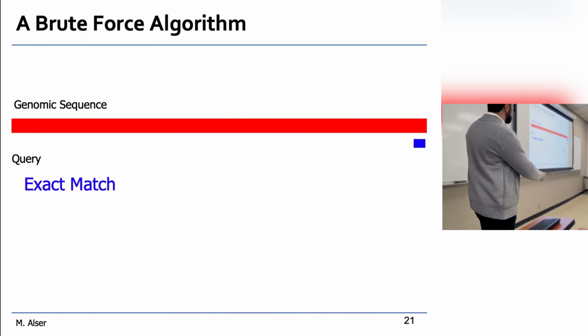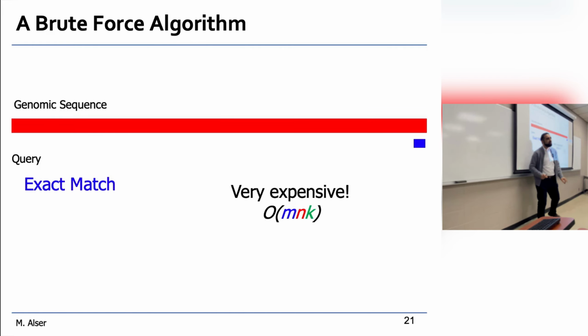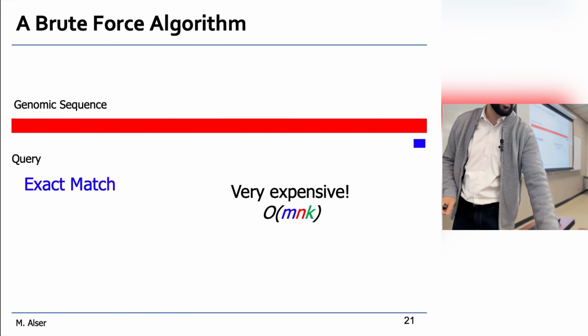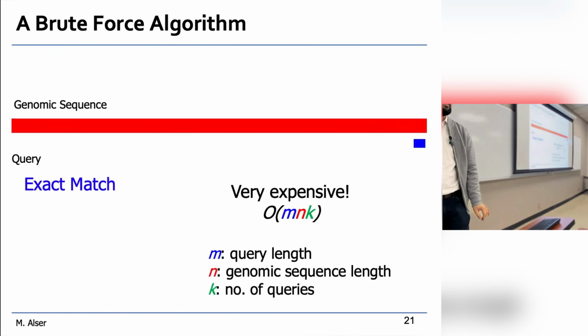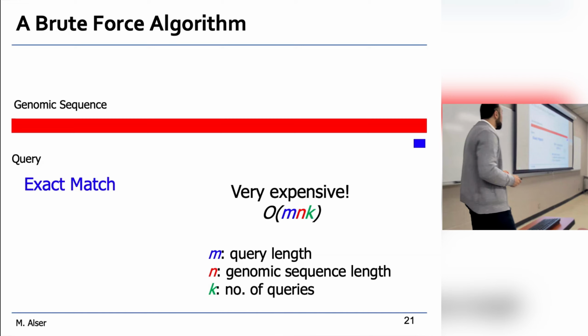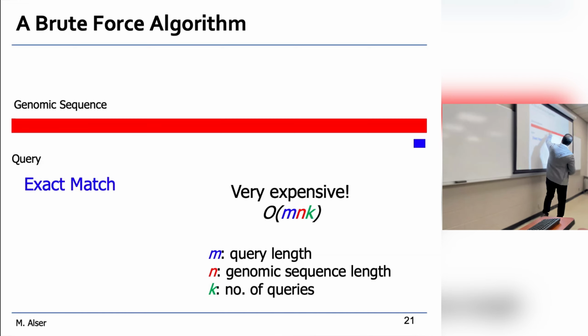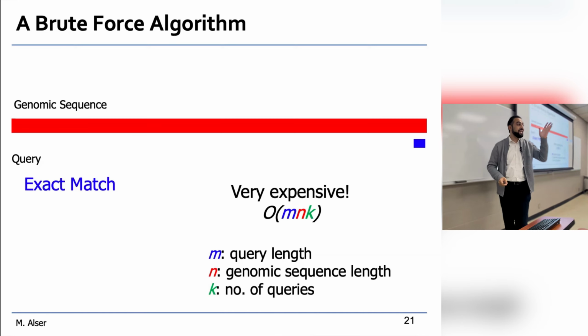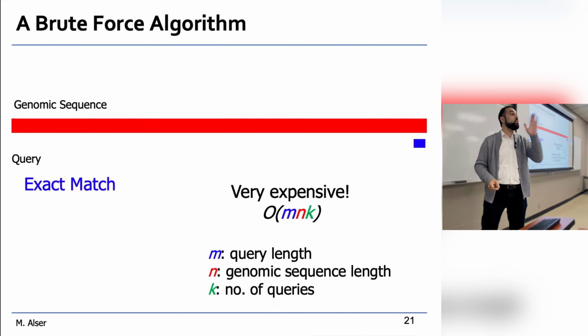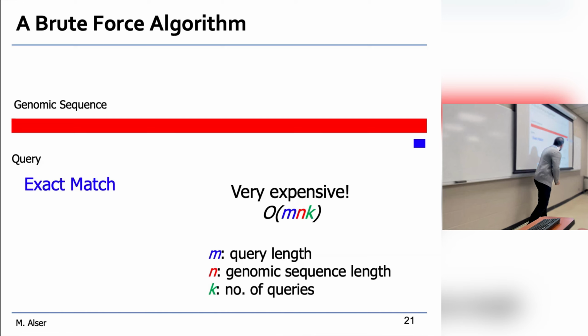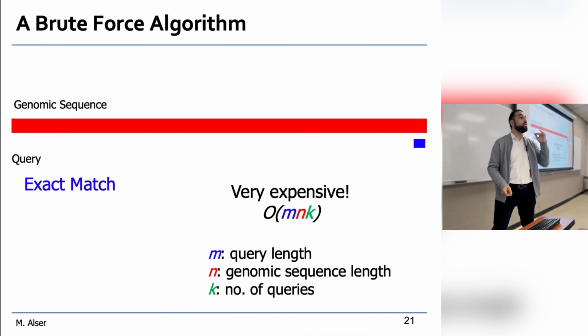It's Big O of M, N, and K. What is M, what is N, and what is K? So M, assuming, is the query length, because I'm examining every character in it, so that's why it's affected by the length of the query itself. And N is the length of the reference genome, because I'm scanning it sequentially, checking character by character, right? And how many times am I doing this? K times, assuming K is the number of queries.